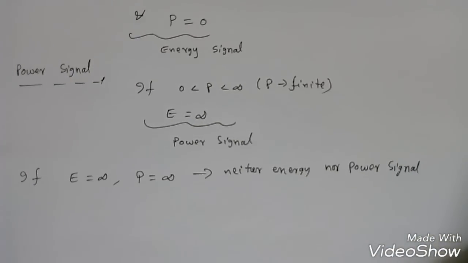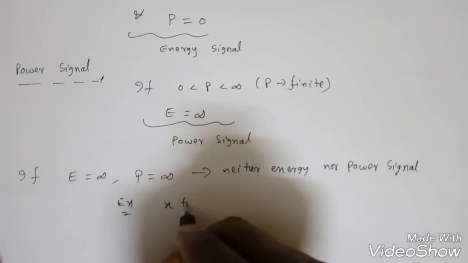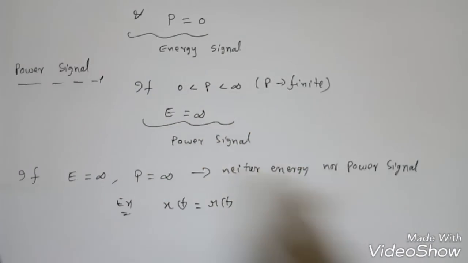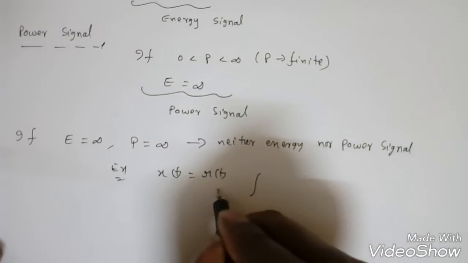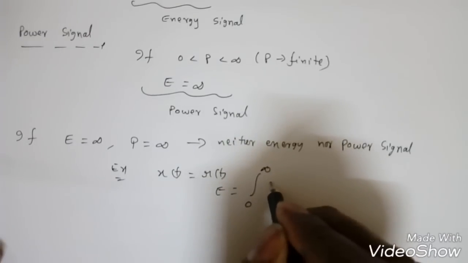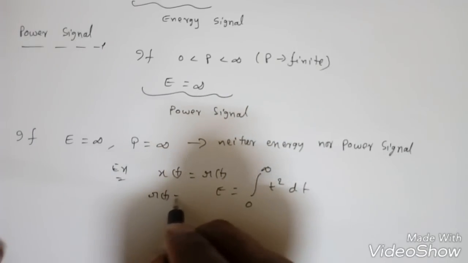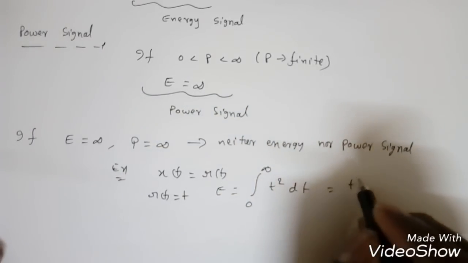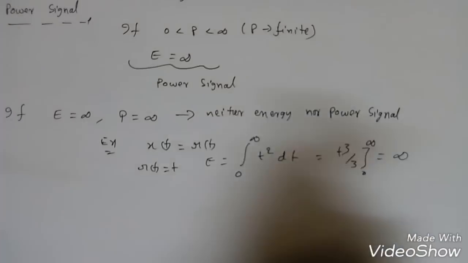If you take the ramp signal, for example, the ramp function x of t is equal to r of t, right? So you can find the energy. Suppose energy is equal to integral of r of t squared from 0 to infinity, that is t square dt, because r of t is equal to t. Now this will give t cube by 3, 0 to infinity, we will get infinity.